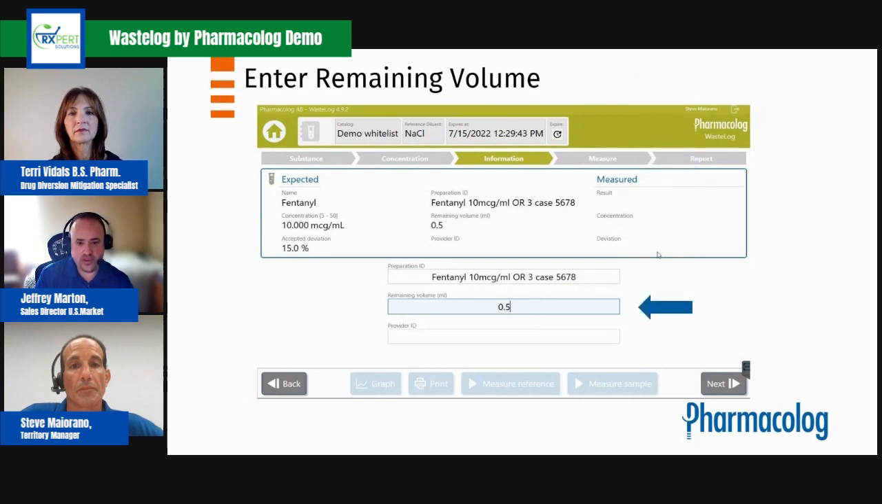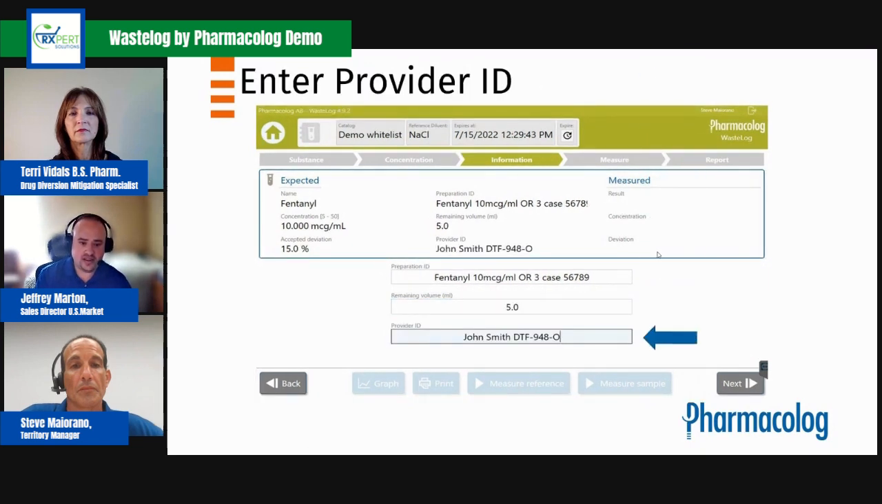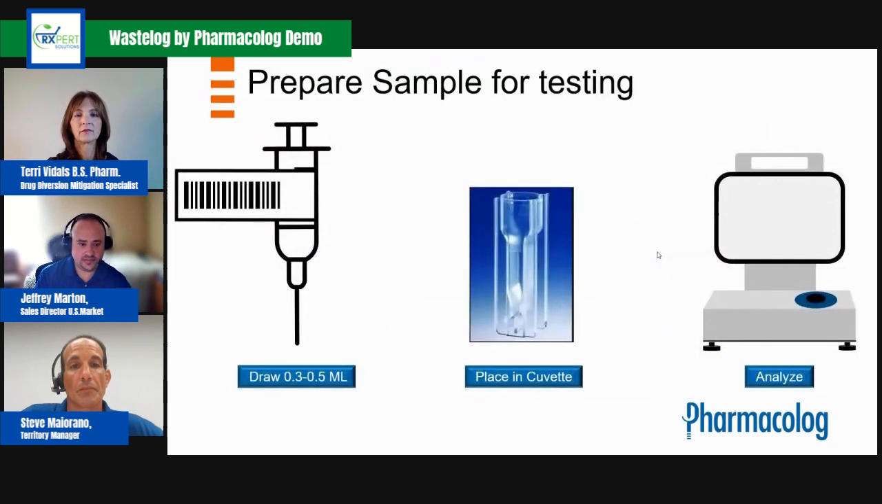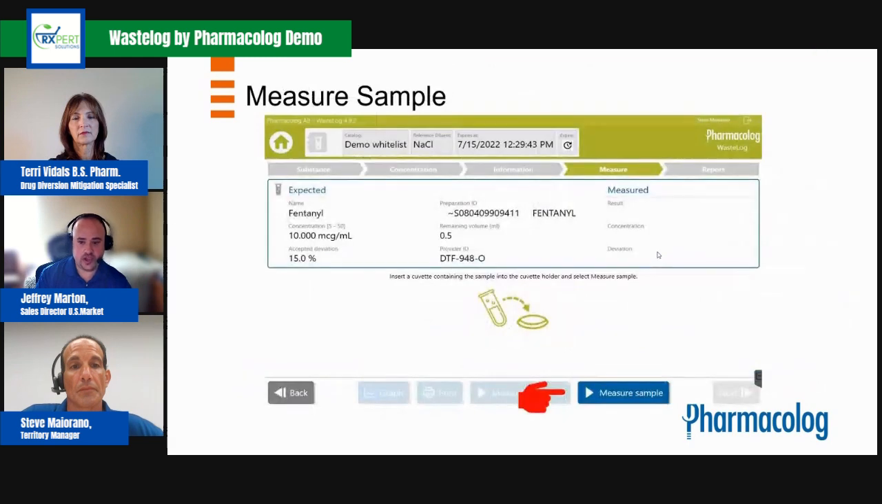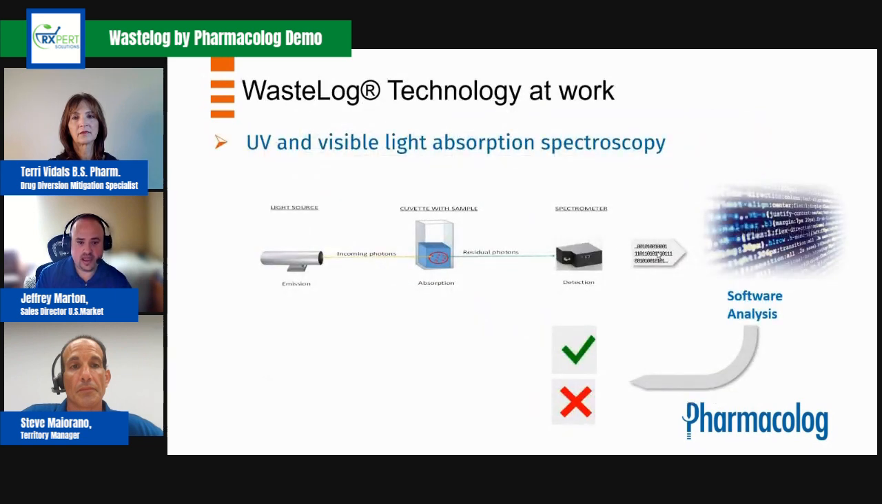Then we have a remaining volume field. So this is the remaining volume. Let's say we have 0.5 mLs that's left in the syringe. And then finally, the provider ID field, where you can put the provider information in, which in this case would be John Smith. You hit next, and then you draw 0.3 to 0.5 mLs from the syringe or the bag. It goes into a cuvette. You put it into the system, and then you hit measure sample.